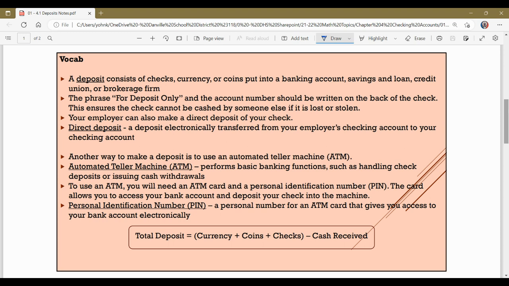The phrase for deposit only and the account number should be written on the back of the check. This ensures that the check cannot be cashed by someone else if it is lost or stolen. So you kind of want to claim that check as your own.